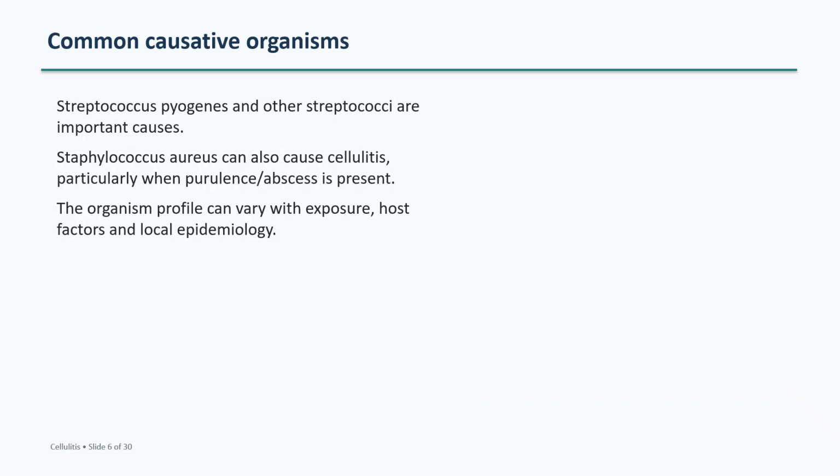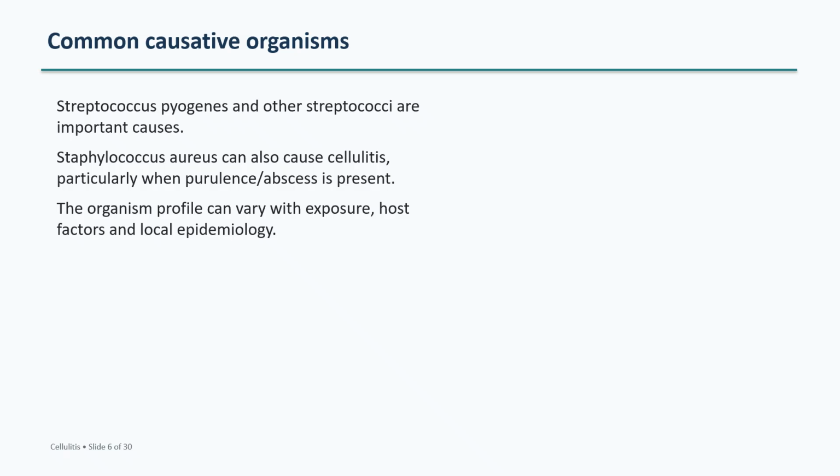So now we will understand what are the common causative organisms which cause the disease. The disease causing organism is Streptococcus pyogenes, and other streptococci are important causes. Staphylococcus aureus can also cause cellulitis, particularly when purulence and abscesses are present. Because of purulence and abscesses at the patient's site, Staphylococcus aureus, Streptococcus pyogenes, and other streptococci are the most common bacteria which cause the disease.